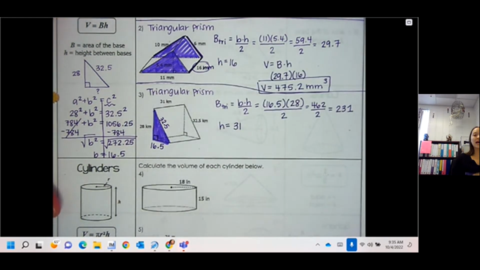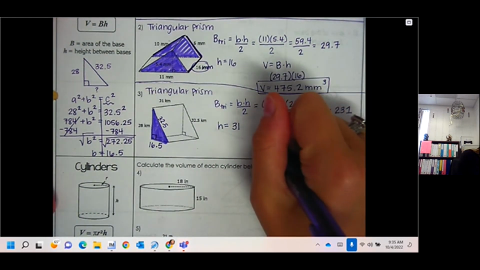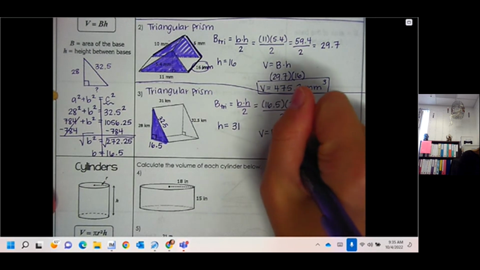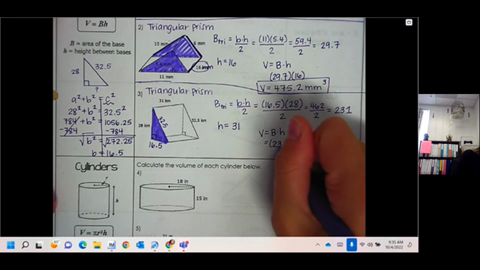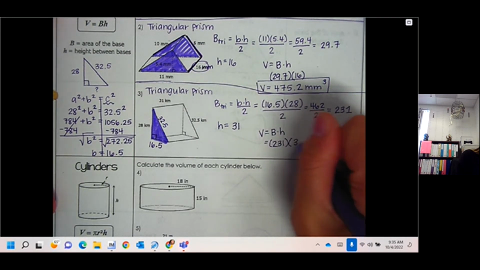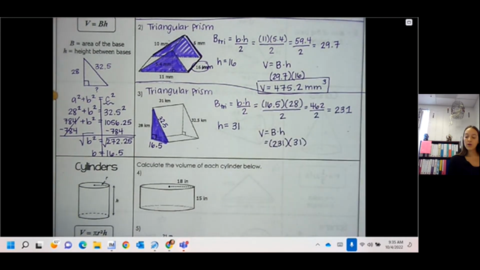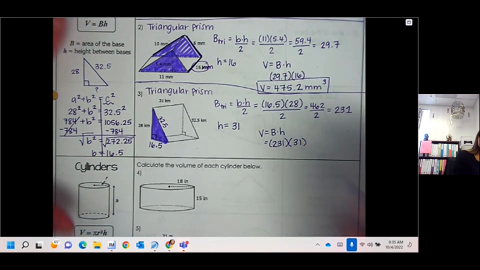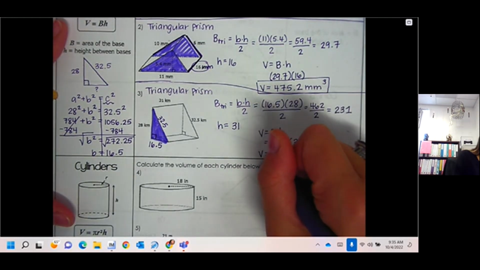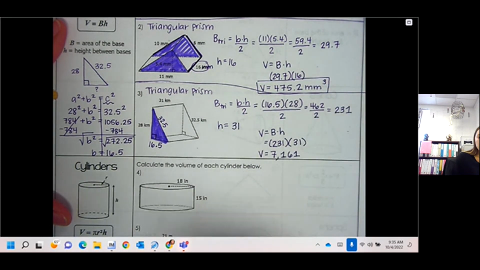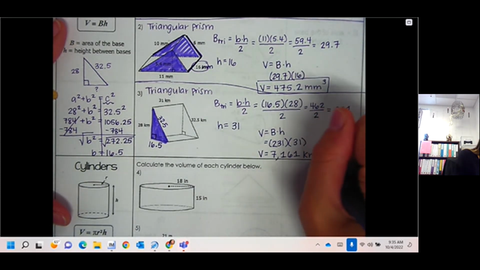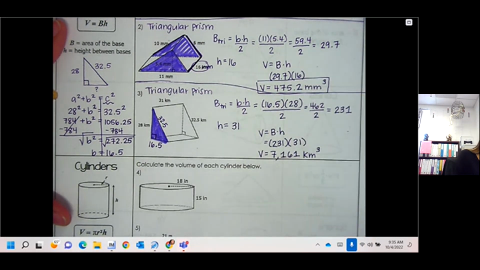Okay, so last step, find the volume is big B times H. So my big B we said was 231 times my height is 31. We multiply those two together. I get my volume is 7161. Is that what you said? Kilometers cubed.